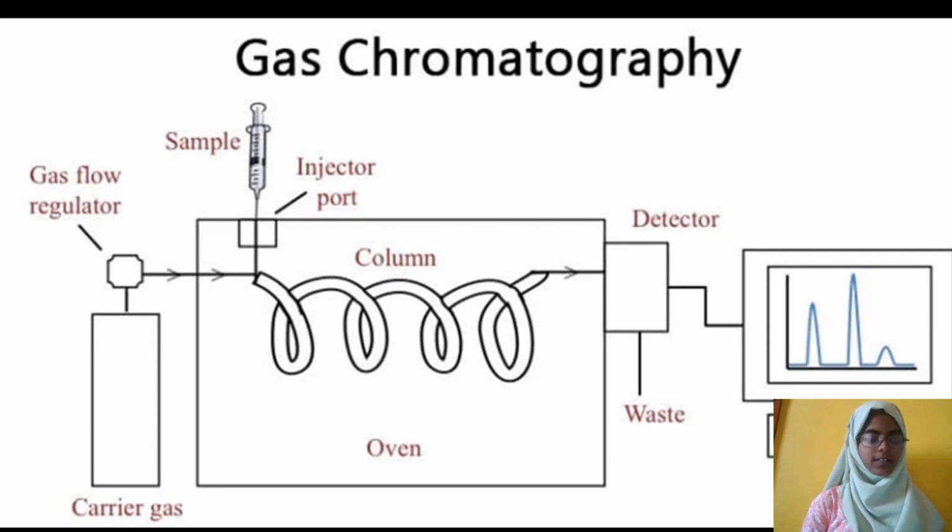This is the figure of gas chromatography working. First, the gas chromatography consists of a sample. A sample is injected into an injector port and the gas flows from the regulator to the column, and the waste part is collected at the detector and goes to the computer for data analysis.